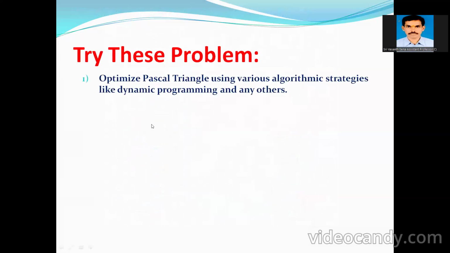Next, if possible, you need to try to optimize. These are the feasible solutions. In the last video, we discussed Pascal triangle using a formula-based approach. In this video, we have discussed Pascal triangle using a function-based approach. So in this way, you can solve the given problem in n ways. All possible solutions are feasible solutions, and then you need to find the best solution. You can try an optimal Pascal triangle using various algorithmic strategies like dynamic programming and other strategies.